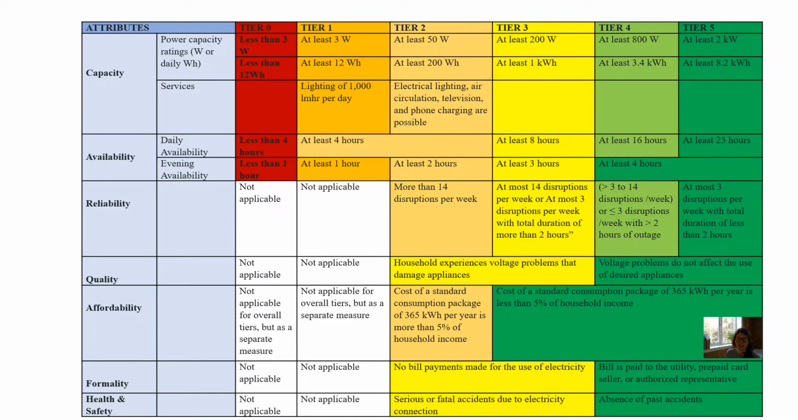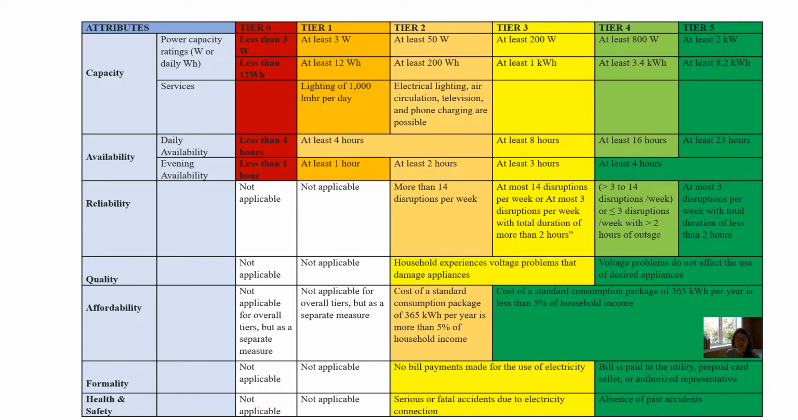As mentioned in the first presentation, there are 7 attributes or dimensions for access to electricity. Not all dimensions, however, are relevant for all sources of electricity. The 7 attributes are as follows. Capacity captures the power capacity for the energy source. Availability or duration captures availability in terms of hours of electricity in the household. Reliability is relevant for grid only and captures how reliable the connection is. Quality is relevant for grid only and captures the quality in terms of voltage of the connection.